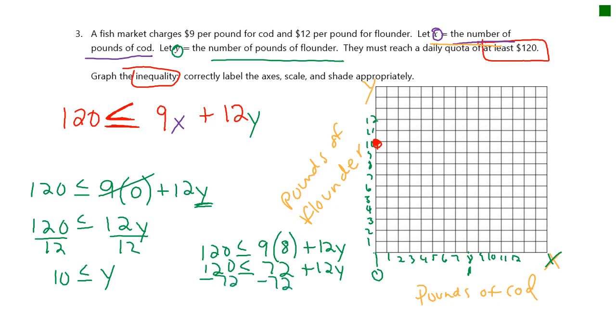Okay, I need to get rid of 72. So to get rid of it, I need to subtract. This is positive, so we do the opposite. 120 minus 72 gives me 48. Everything else stays the same. To get y by itself now, I divide, and I get 4 for y. That means when I have 8 pounds of cod, I'm going to have 4 of flounder. 8, 4. See that? So this is my second point. After that, all I have to do is connect my points. Okay? And am I done?